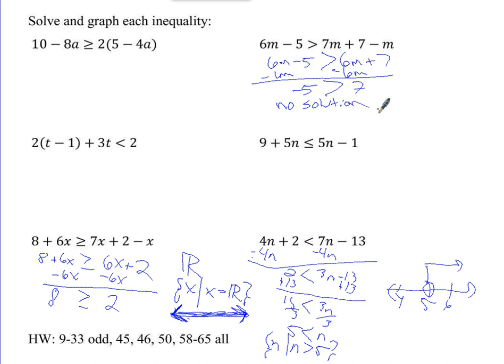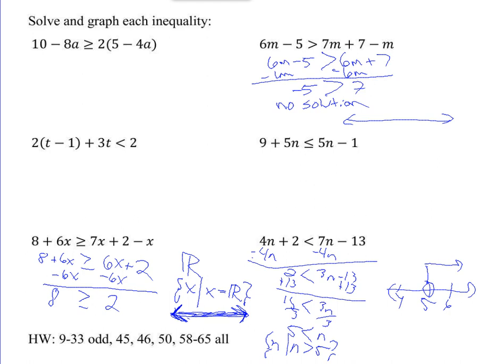There's no set builder notation for no solution. It's just no solution. But if you were to have to graph it, that would be your graph. There's nothing that works, so we don't do anything to that number line. Okay, we have 3 left. Pick one.